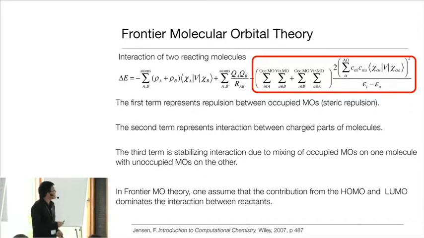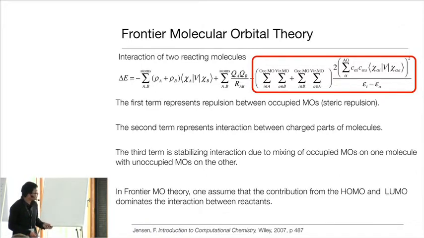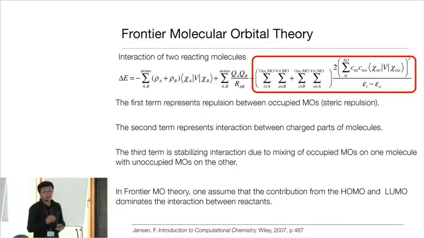If you take the second order perturbation theory, you can formulate the energy change when the two molecules interact with each other. The energy change is described by these three terms. The details you can find in Jensen's book. And then I just point out several things.